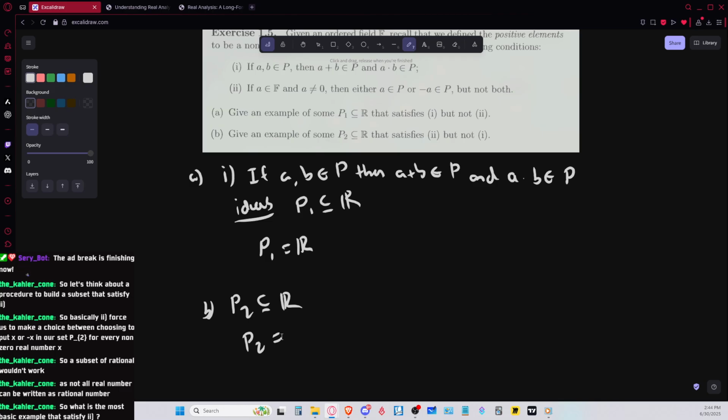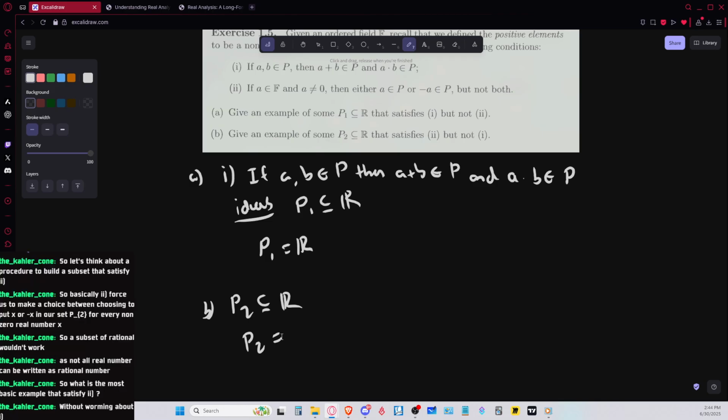So what is the most basic example that satisfies 2? Yeah, I'm trying to think about that. Because I know the natural numbers don't work because they fulfill 1. The integers, they have both the negative and positive numbers. The rational numbers, they don't work because they have both in them. And the real numbers, they have both in every single number that completes it.